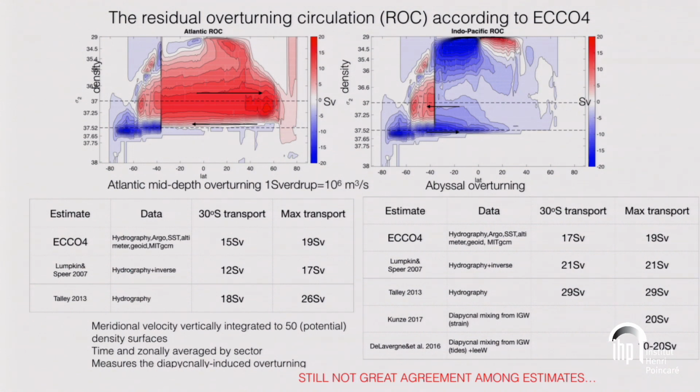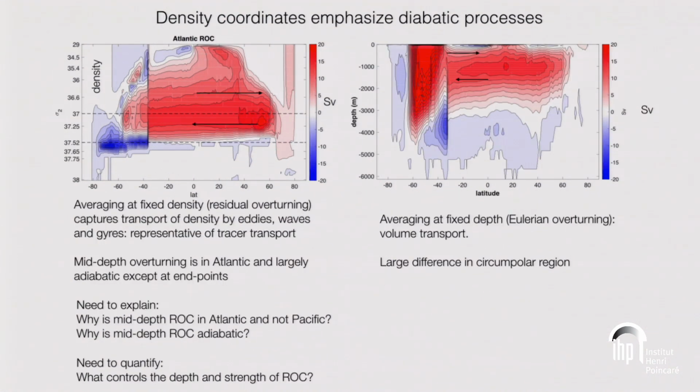But I will show you in a second in terms of depth, first of all, so that you have an idea of the depth. So this is about 1,200 meters, and it goes down to about 3,000. But what you should look at is the huge difference that you get if you average at fixed depth in the Southern Ocean versus if you average at fixed density. There's this enormous cell that goes in this direction, which is almost absent here, or is much reduced.